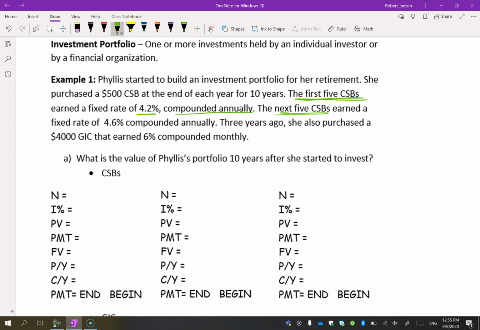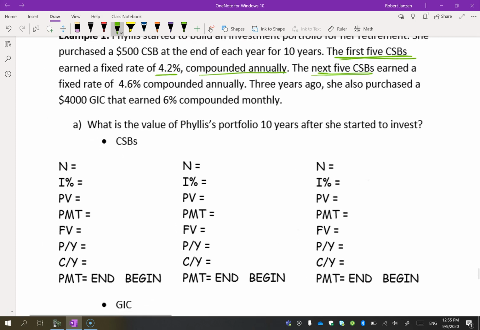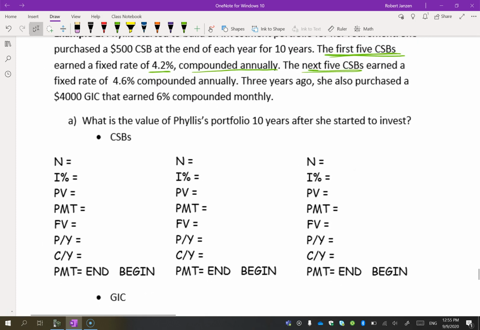3 years ago, she also purchased a GIC. That's a guaranteed investment certificate that earned 6% compounded monthly. What is the value of the portfolio 10 years after she started to invest? Okay, let's look at the savings bonds first. Let's look at the first 5 that she did.